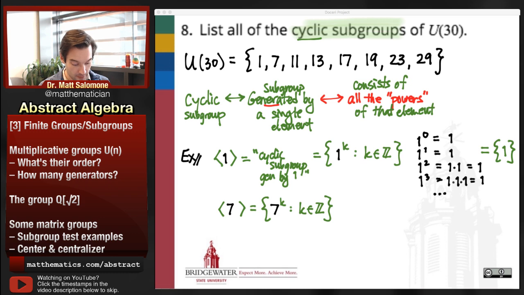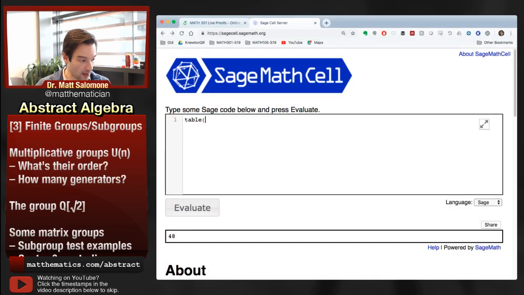So let's do this with Sage. What I want is a table, for Sage to list me in a table, and in the rows of my table I want an integer k, and then I want 7 to the power k, but I want to take 7 to the power k mod 30.